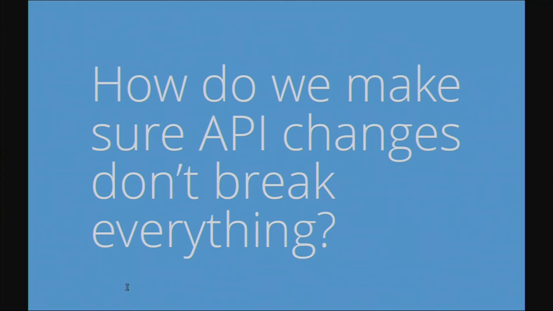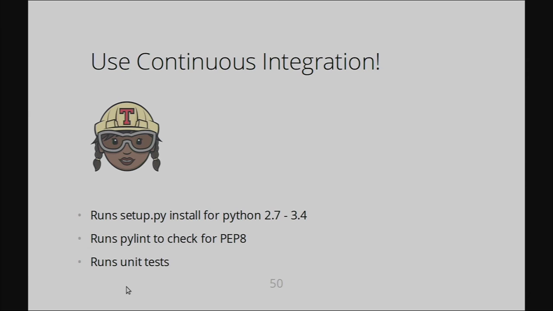And now, given that I'm making all these changes to the API, how do I make sure things don't break? Since this is a beginner talk, I'm just going to explain how to use continuous integration. So I use Travis CI, which is free as in beer, but not free as in speech. Every time I commit a new change to GitHub, it runs setup.py for Python 2.7 through 3.4. It pylints, and then it runs the unit tests.